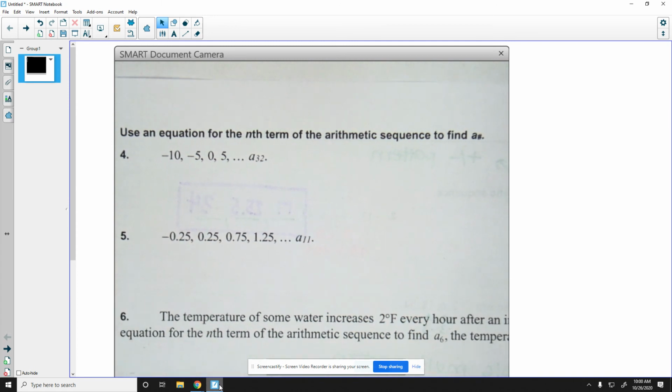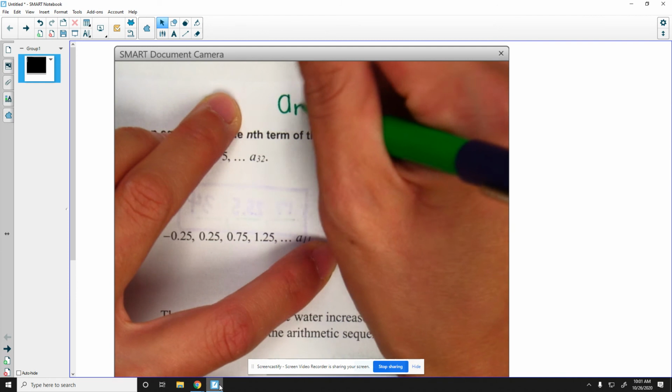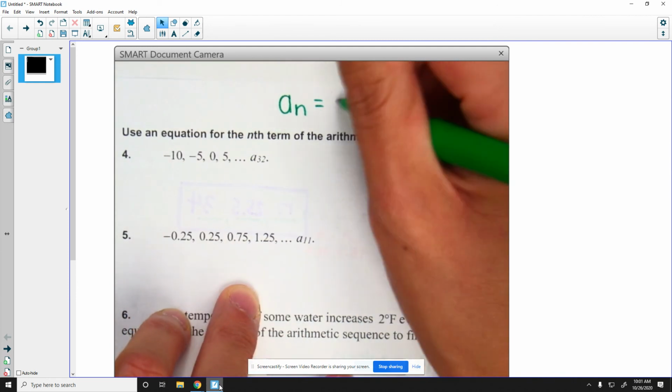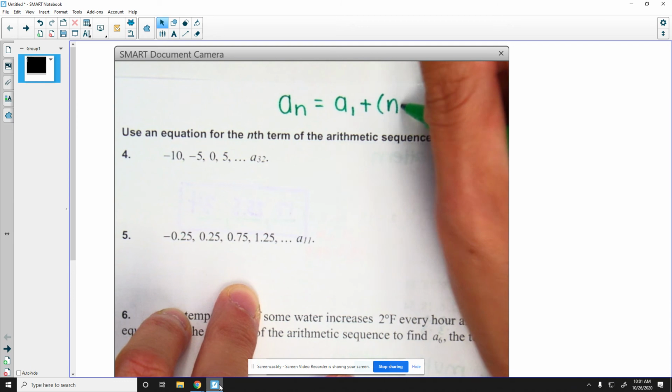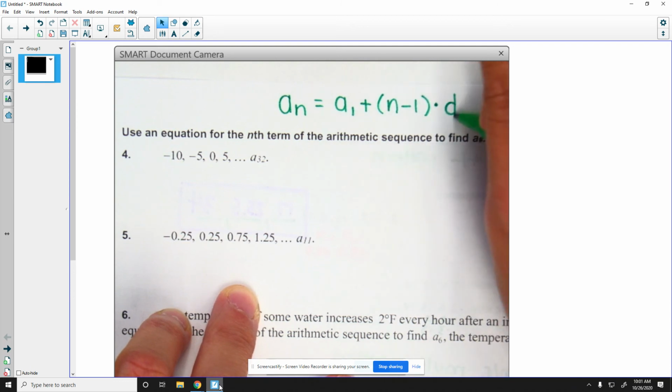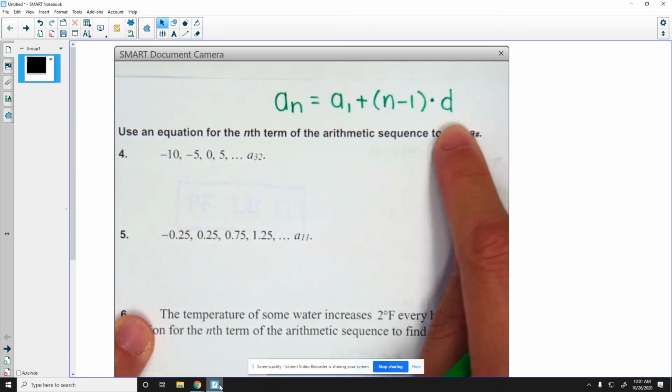Here is the equation that if this were a normal school year, I would say you have to memorize. Obviously, since this is not a normal school year, you're not going to memorize it. But if this were, you would have a test on this. So here's the equation: a sub n equals a1 plus n minus 1 times d. All of you write this on top of your paper.